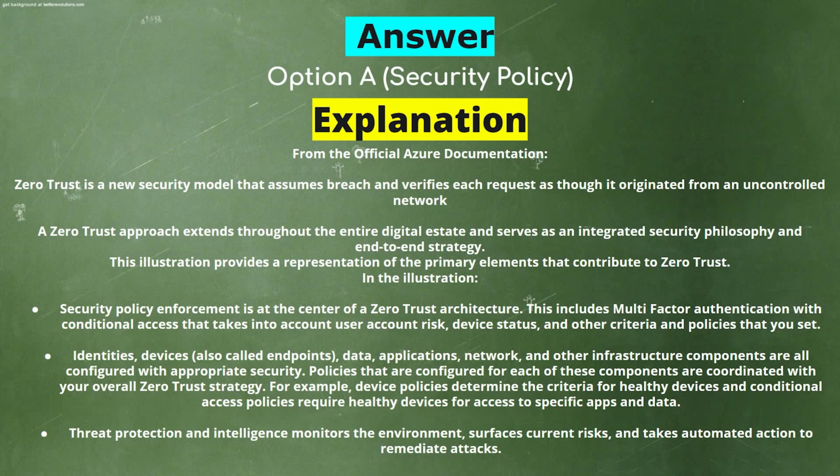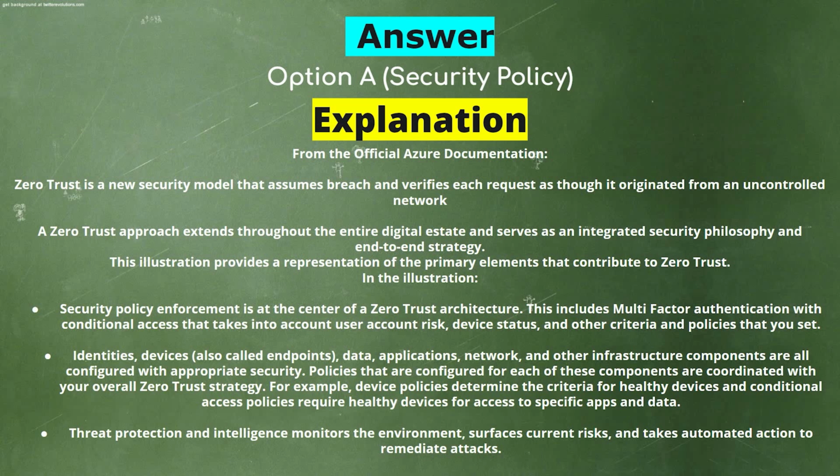This includes multi-factor authentication with conditional access that takes into account user account risk, device status, and other criteria and policies that you set. Number 2, identities, devices, also called endpoints, data, applications, network, and other infrastructure components are all configured with appropriate security. Policies that are configured for each of these components are coordinated with your overall zero trust strategy. For example, device policies determine the criteria for healthy devices, and conditional access policies require healthy devices for access to specific apps and data.